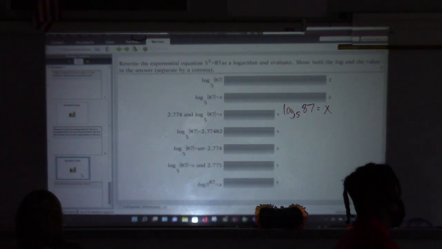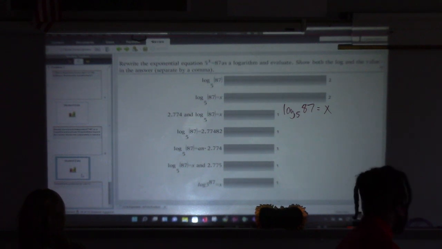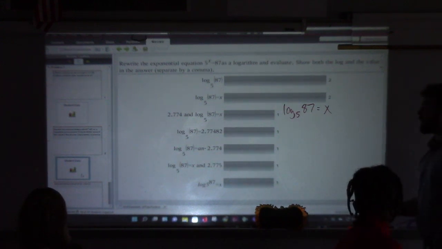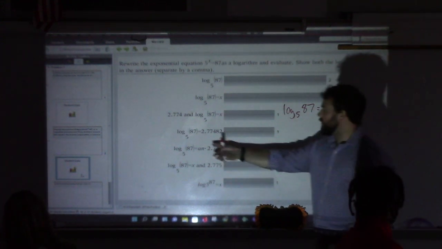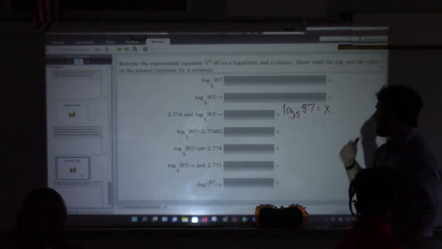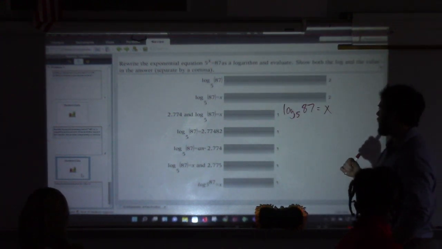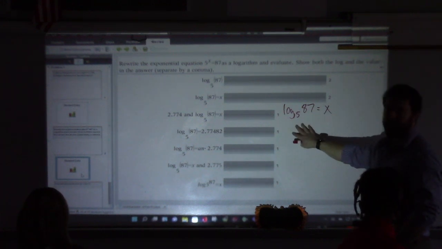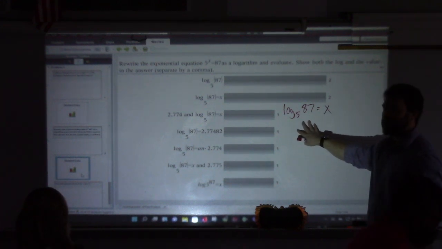5 to the second is 25. 5 to the third, anyone know what that is? 125. So this needs to be a decimal somewhere between 2 and 3. Which is why we need logarithms, because I don't know the answer to that off the top of my head. And I guess you could have written it this way. That would have made sense as well. But notice, your calculator can do this. Just type in log base 5 of 87.